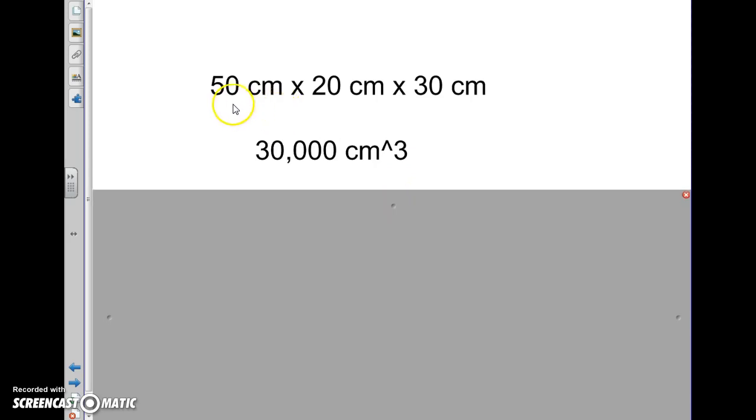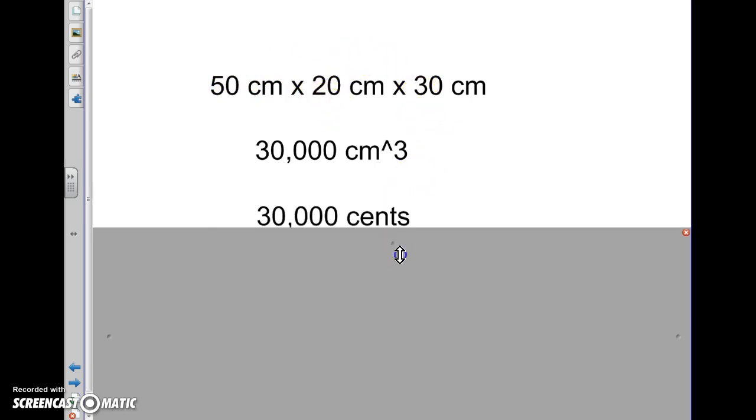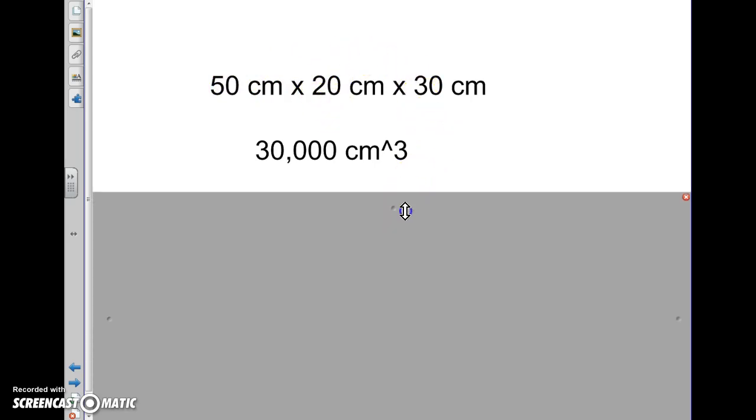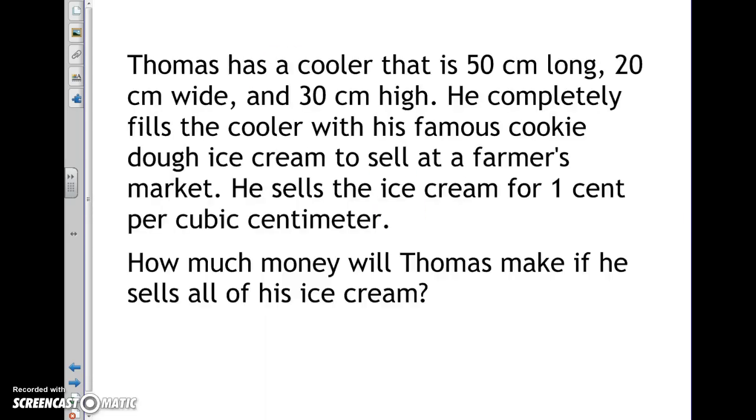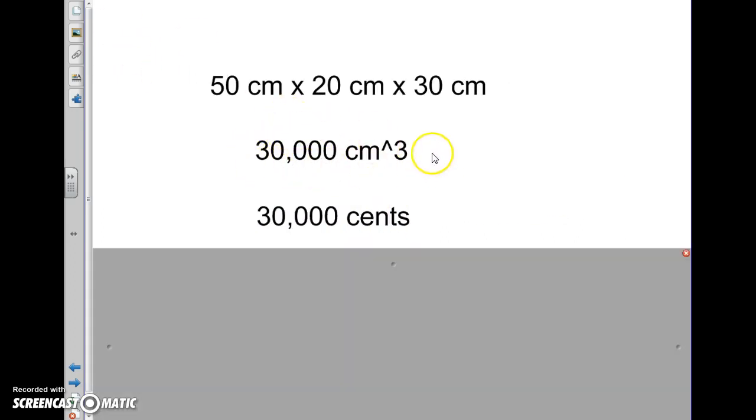And I could do that other ways and do 50 times 20 is 1,000. 1,000 times 30 is 30,000, right? Either way, and remembering the information back here, he's selling the ice cream for 1 cent per cubic centimeter. So if I have 30,000 cubic centimeters, it's 1 cent per cubic centimeter. That means I have 30,000 cents, right?